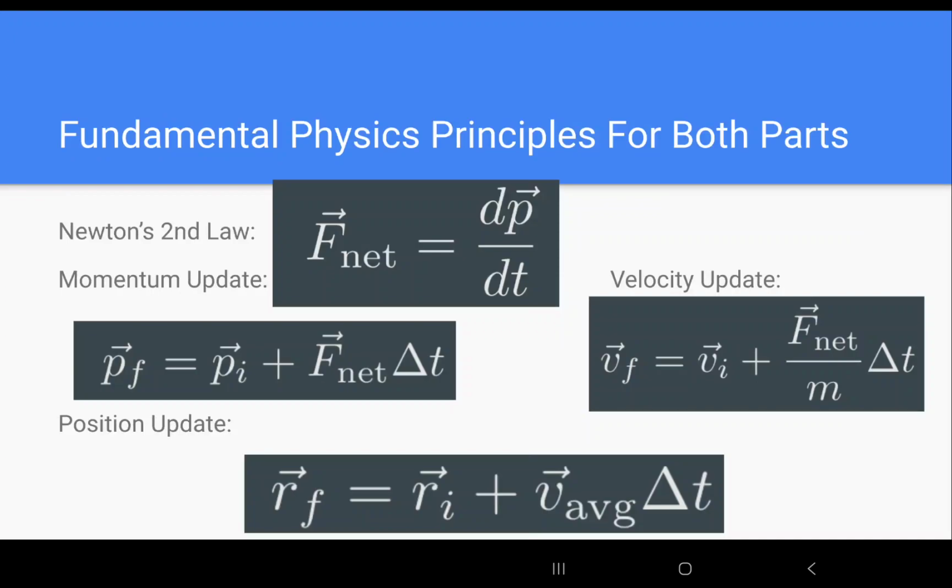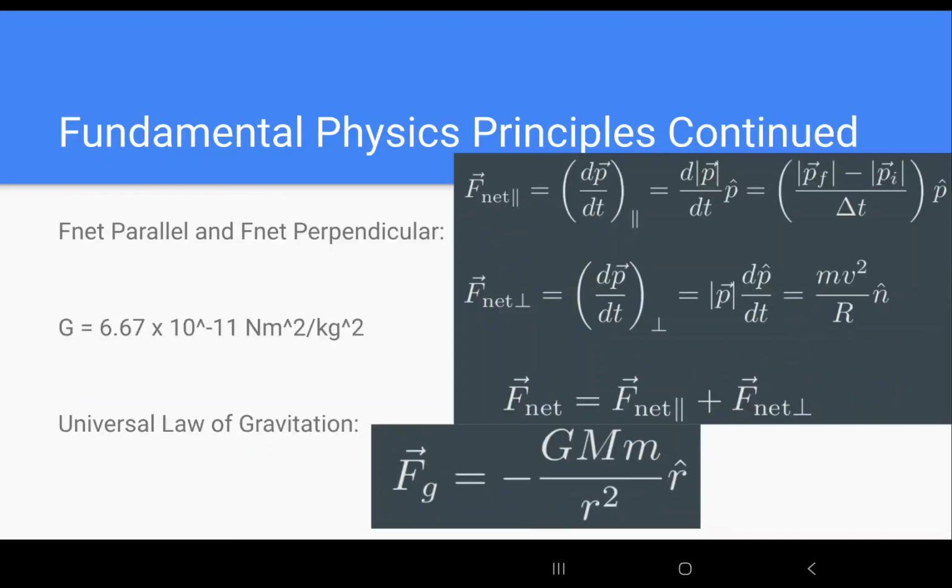We have Newton's second law, which states that net force is equal to dp over dt, and from there we can get the momentum update formula, the position update formula, and the velocity update formula. We can also get F-net parallel and F-net perpendicular from Newton's second law, and F-net parallel is responsible for determining the speed of an object, while F-net perpendicular determines its direction.